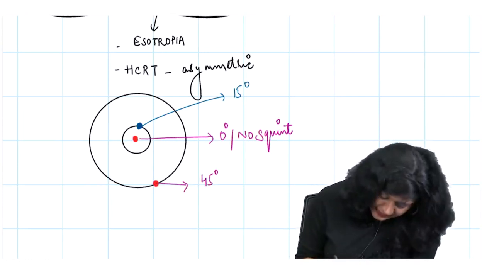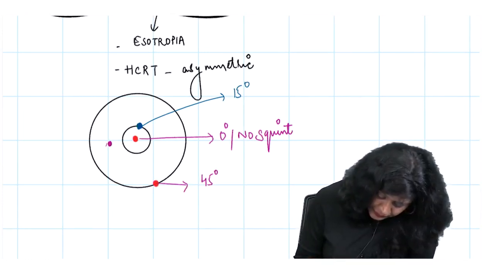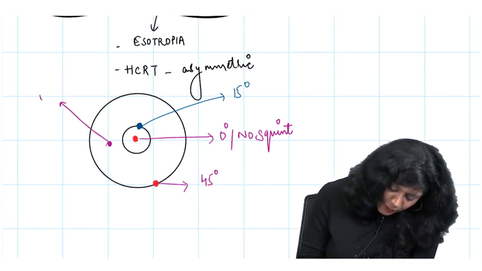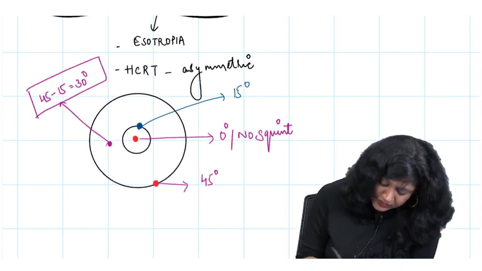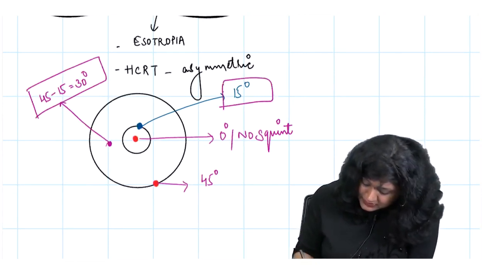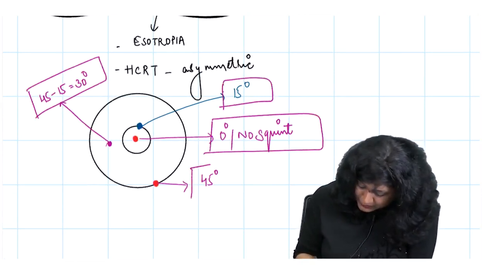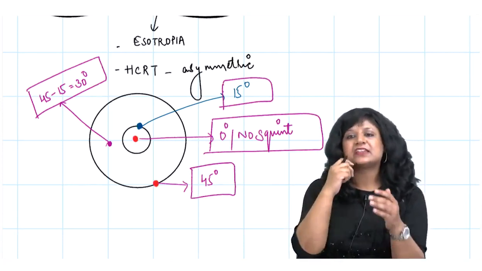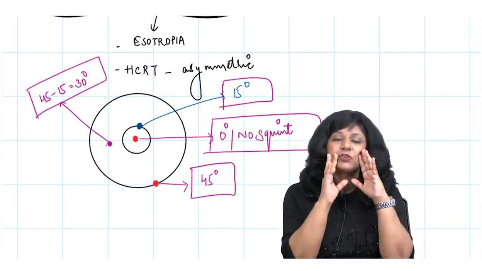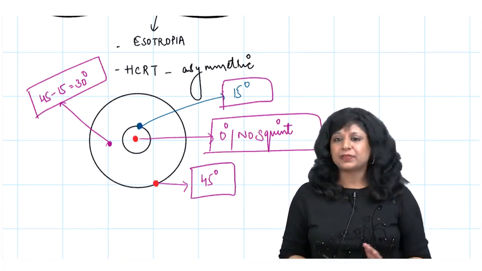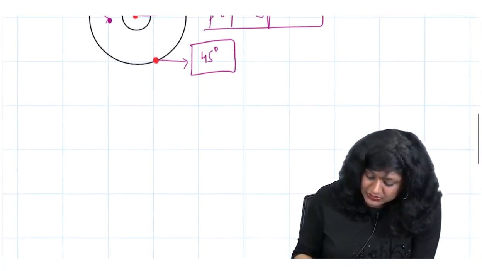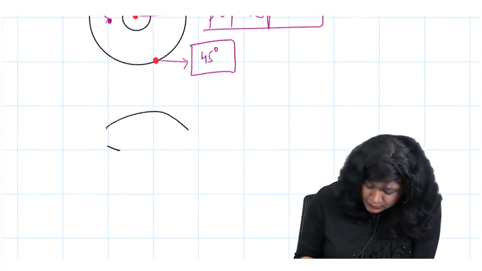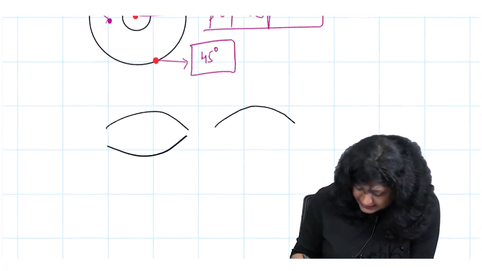If it is in the center here, so in the center it will be 45 minus 15, this equals to 30 degree squint. So we have 30 degree, 15 degree, 0 degree and 45 degree. So they are saying that it is asymmetrical, both the eyes are not having the central reflex. Then they are also talking about the cover test. So what kind of cover test it is?